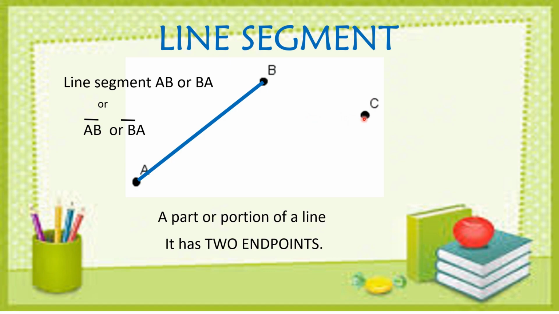Let's connect point C and point B. So we have another line segment here, and this can be named as line segment BC or line segment CB.